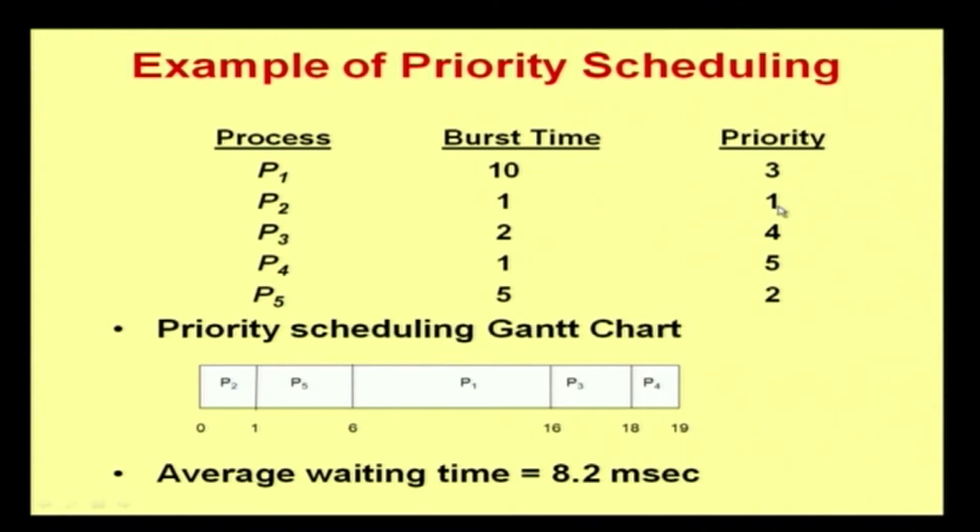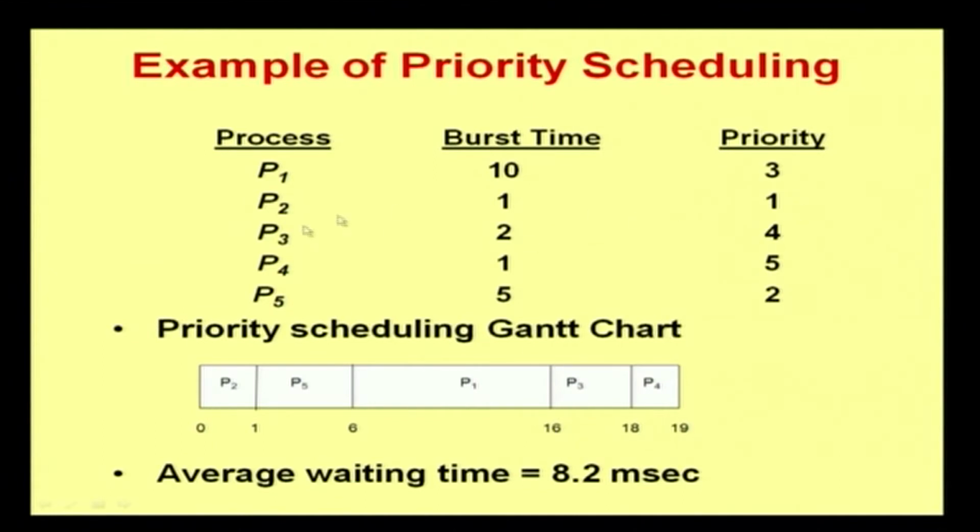Based on priority number 1, P2. The waiting time of P2 is 0, and it takes 1 millisecond of burst time to complete. Then P5. The waiting time of P5 is 1, and it takes 5 milliseconds of burst time to complete. So 1 plus 5 becomes 6. Then priority number 3. The waiting time of P1 is 6 milliseconds. 6 plus 10 becomes 16.